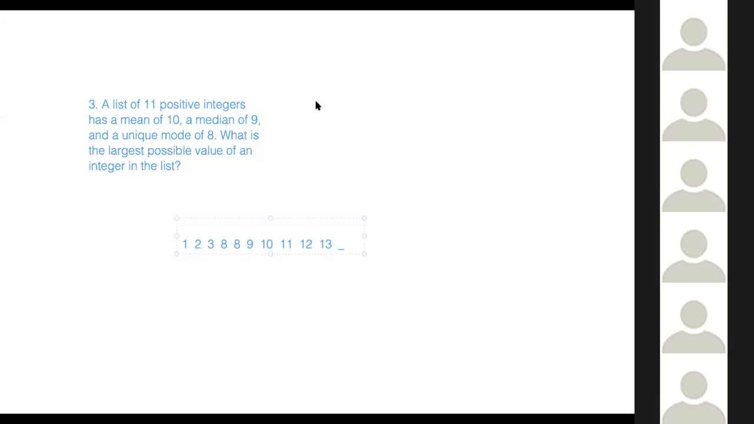So let's actually double check. I think there's a small change that we have to make here. So okay, we started off with 9 being in the middle. We know that. So let's go back through the constraints we're given here. We have a median of 9. So that means that in the list, when I sort them in order, the 6th number is 9. We have a mean of 10. So this tells us the sum of all the numbers is 11 times 10, or 110. And now we have a unique mode of 8. So what this means is 8 is the most common number, and there's no other number that appears the same number of times.